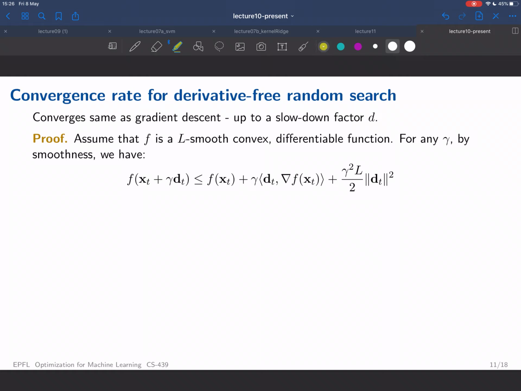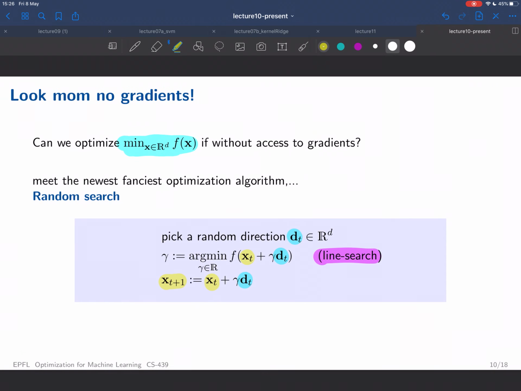Here's what we're going to prove. We're going to prove that this thing converges the same as gradient descent. That sounds crazy, because it's such a simple algorithm. It doesn't use gradients, it just uses a random direction.